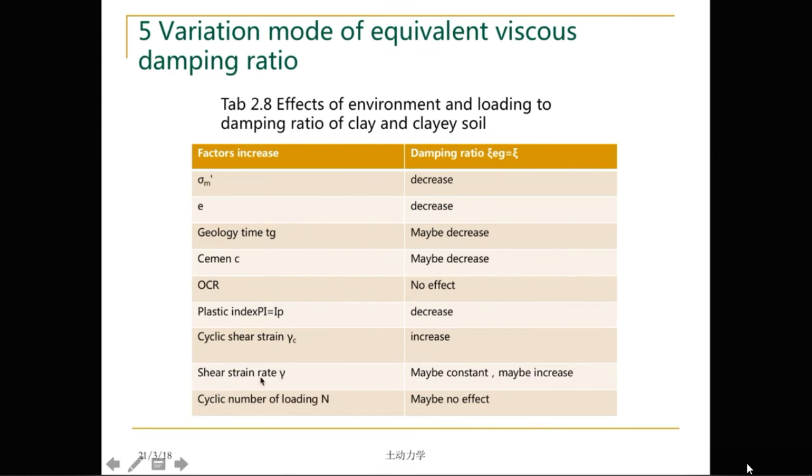Shear strain rate gamma dot increase, it will maybe not affect the damping ratio, or maybe cause the damping ratio to increase. For cyclic number of loading increased, maybe no effects on the damping ratio. Okay, that's all for this part 1.